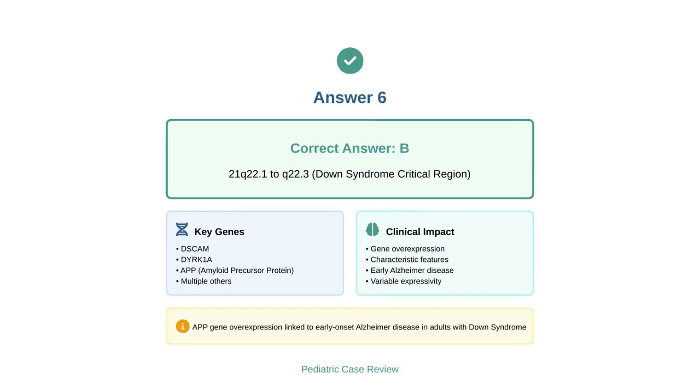The Down syndrome critical region, located at 21q22.1 to q22.3, contains genes whose overexpression produces characteristic phenotypic features. Key genes include DSCAM, DYRK1A, and APP. The amyloid precursor protein gene particularly contributes to early-onset Alzheimer's disease observed in adults with Down syndrome.